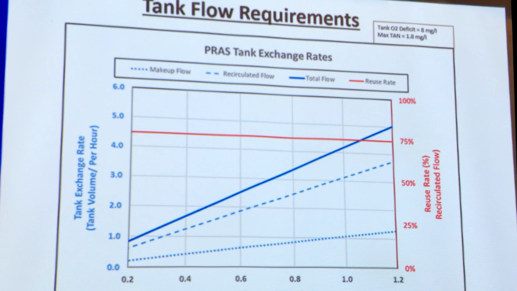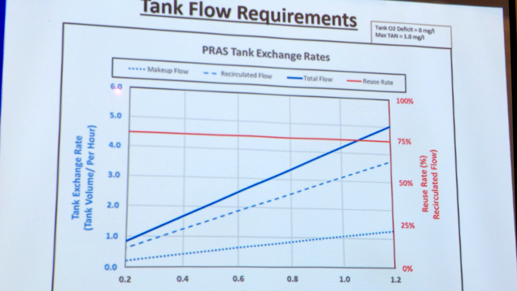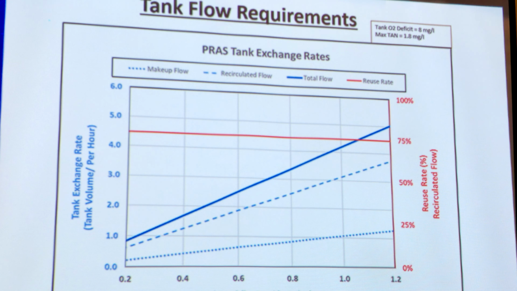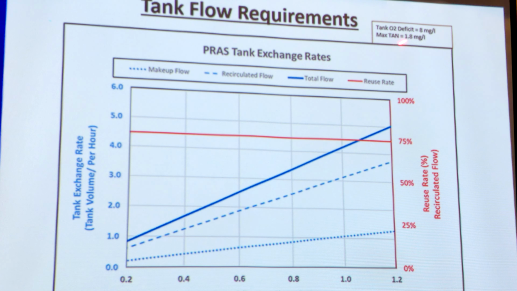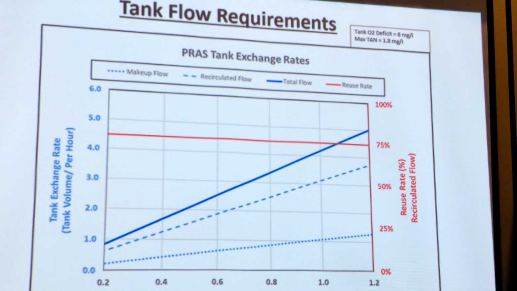So this is another graph that just represents the turnover rates based on your feed load in a system. And this is very general. It's based on a max TAN of 1.8 milligrams per liter, and it represents a partial reuse aquaculture system. So the new water coming in here, this is makeup flow water here. It's based off of that max TAN rate, and new water coming in at about 0. So a differential of about 1.8 of new water coming in and water leaving the system.